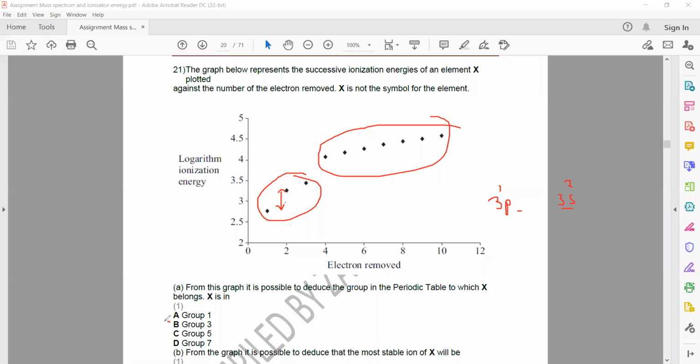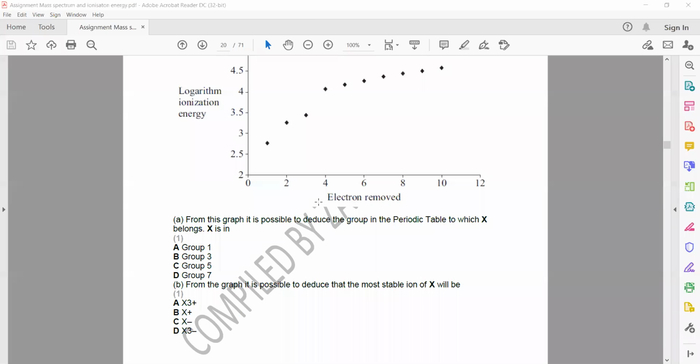This belongs to group 3. From the graph it is possible to deduce the most stable ion. Because it is group 3, it will form X 3 plus, or plus 3.